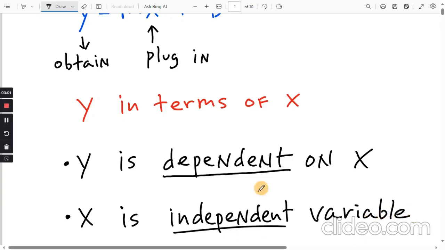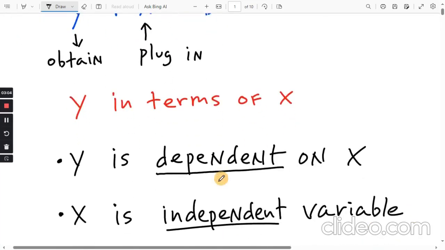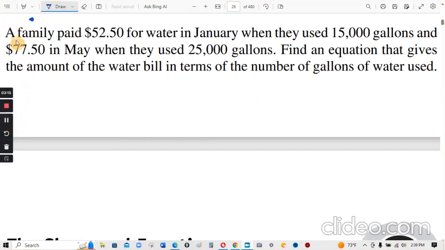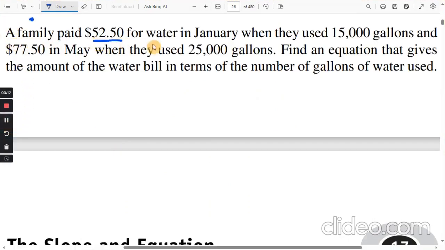All right, so that's typically how a linear or line equation works. Y is the dependent variable and x is the independent variable. Okay, first example: a family paid $52.50 for water in January when they used 15,000 gallons, and they paid $77.50 when they used 25,000 gallons. Find an equation that gives the amount of the water bill in terms of the number of gallons of water used. Okay, so we said before, y in terms of x, right?